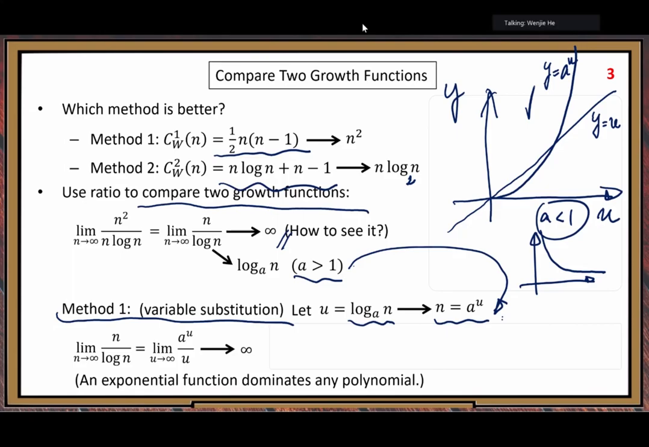Method 2, let us work on this original ratio directly using the techniques in calculus. So we do not get around it. Let us work on it directly, because I want to show you some special technique in calculus. So let's do method 2.